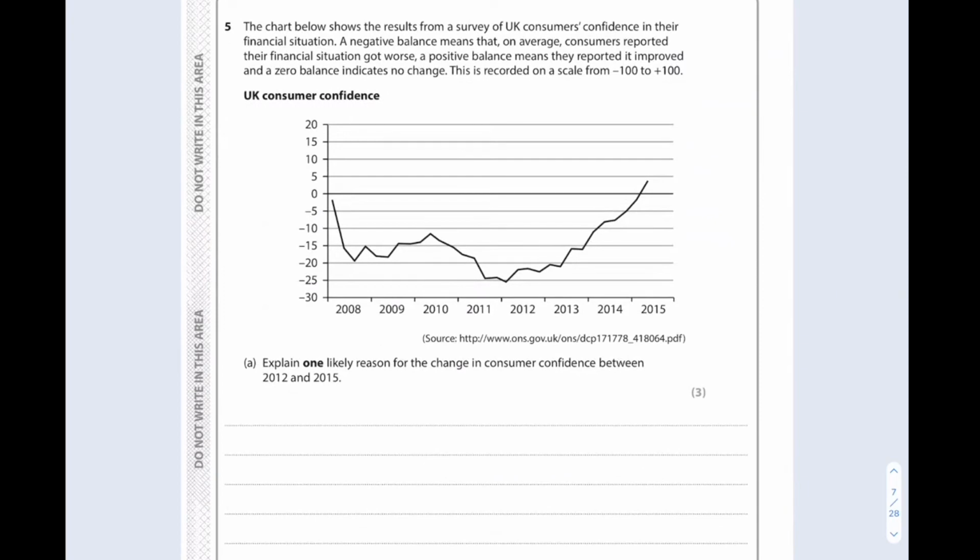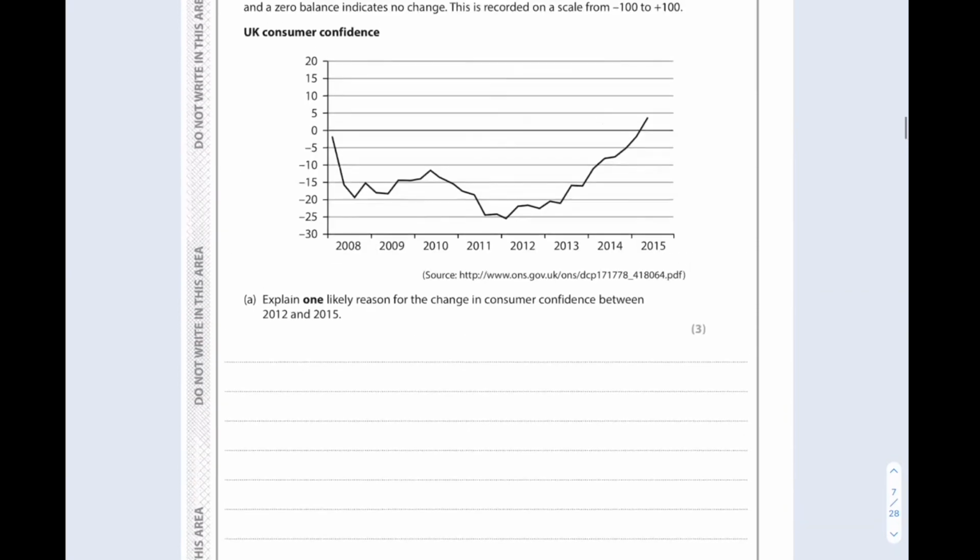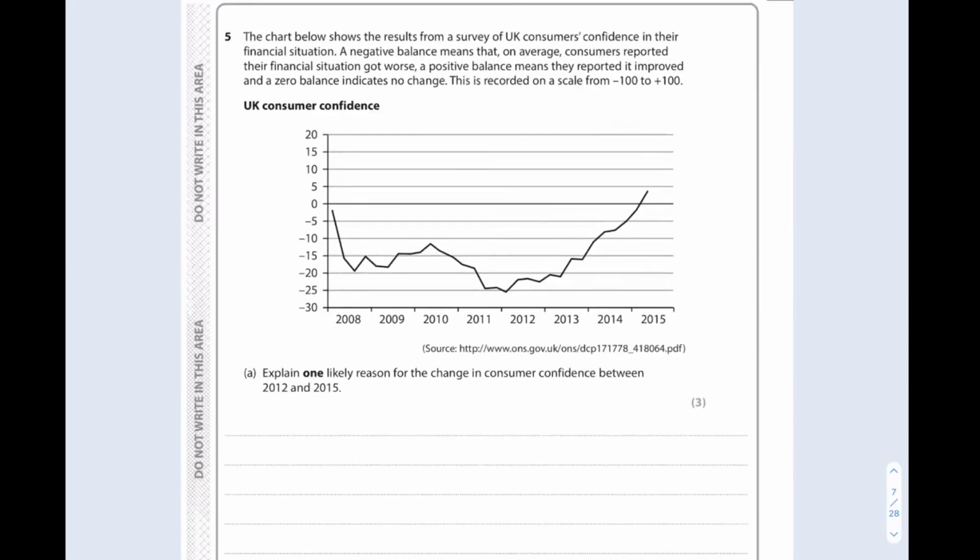All right, UK consumer confidence. So I believe that this is the last question. Yeah, this is the last question in section A. The chart below shows the results from a survey of UK's consumer confidence in their financial situation. A negative balance means that on average, consumers reported their financial situation got worse. Positive balance means they reported it improved, and a zero balance indicated no change. This is recorded on a scale from -100 to 100.